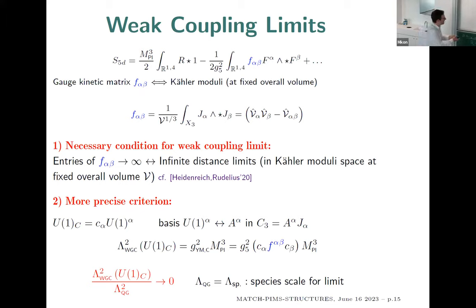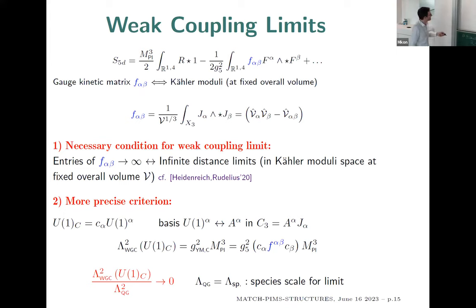And this is a quantity that has been discussed in great detail in the physics literature. It goes back first to Dvali, and there have been a lot of papers studying this because it's so important, and it's called the species scale. So for the mathematicians, just think that we have a certain weak coupling limit, a certain asymptotic limit in Kähler moduli space, plus another constraint to check that comes from the physics.